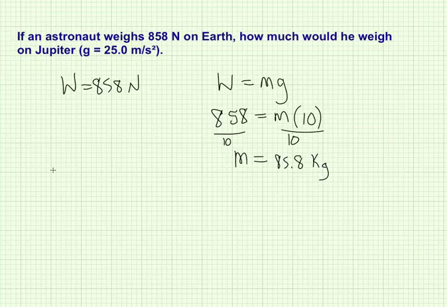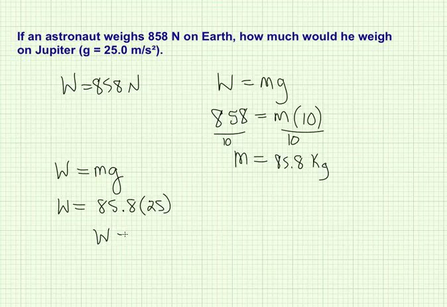So now I'm going to go back and use my weight equation, weight equals mg, but I'm not going to use 10 meters per second squared this time. What am I going to use? Well, I'm going to use 25 meters per second squared. So I put in my mass, which hasn't changed, and I multiply that by 25. The weight then equals 2,145 newtons. So our astronaut weighed 858 newtons on Earth, but now all of a sudden his weight jumped up. Again, the mass didn't change.